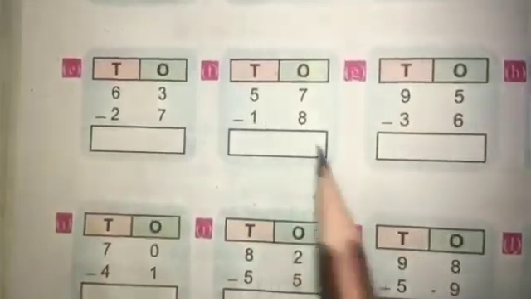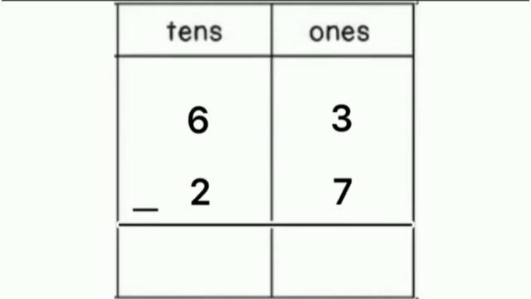Let's solve this part E. Here 63 and 27 are given at ones and tens place. Now students, think in your mind, what should we do in the first step? Yes, we subtract ones. Students, think in your mind, can we subtract 7 from 3? No, we cannot subtract 7 from 3. So students, what should we do?